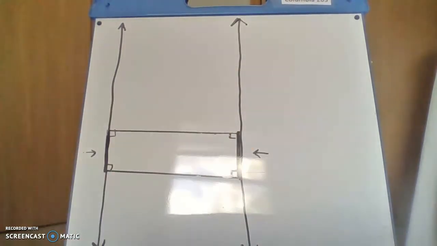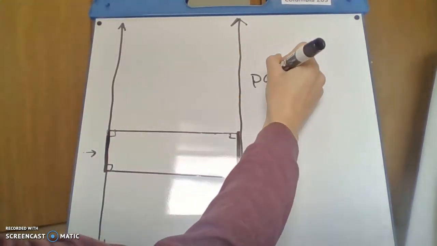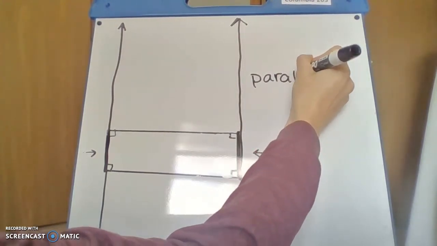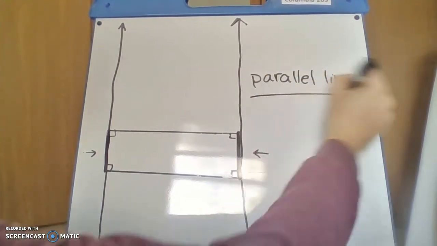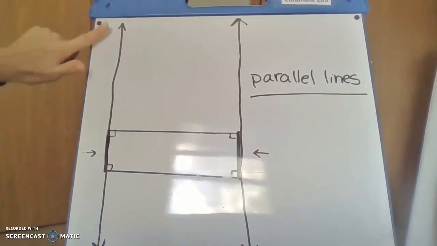they would never touch. And when lines never touch like this, we call them parallel. Parallel lines. Okay, so lines that do not cross or touch each other are parallel. All right? So now I'm going to try to draw a few more parallel lines so you guys can practice that.